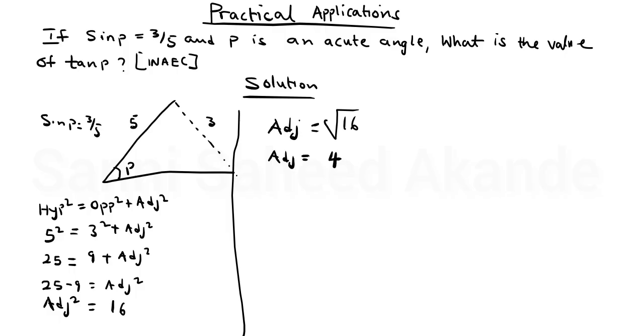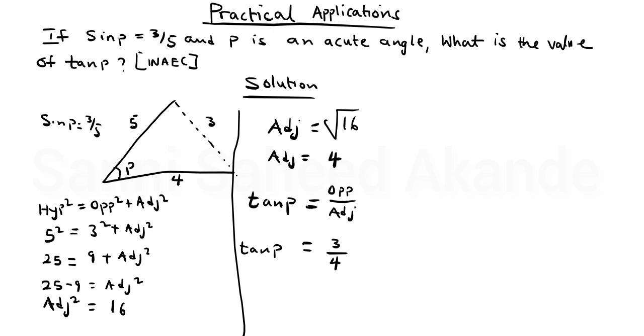Now that we know that the adjacent here is equal to 4, then I can go ahead and find tan p. So therefore tan p will be equal to opposite over adjacent. So that's the formula to find tan p. Our opposite is 3 and the adjacent is equal to 4. So that is the value of tan p, and that is how to solve this type of question anytime you come across it. Let's look at another example so that you will understand it better.